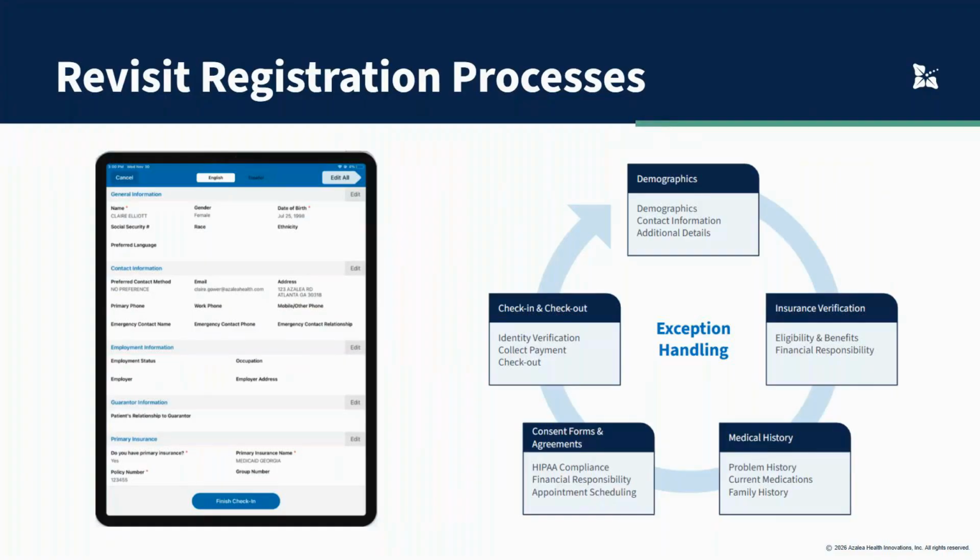What are we doing for exception handling? That's a big one that I want to make sure you notice. What happens when someone has an exception to your process? Don't leave your front desk staff hanging and having to figure it out when someone says, well, I don't have my insurance card, or I don't want to pay my copay. When something is happening outside of your typical workflow, how do you want your staff to handle it? Make sure you know what you expect, so that it's very clear and they can articulate it to your patients without having to figure it out on their own.